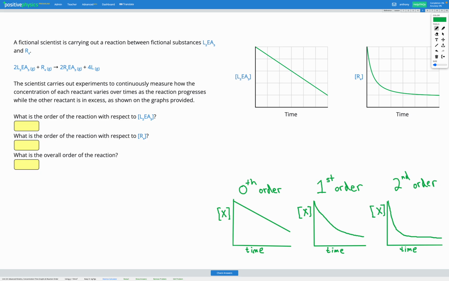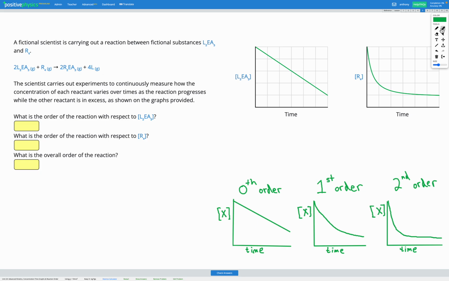So here again, you can see my slope starts out steep, which means I have a high rate of reaction, and then it ends up very shallow, showing I have a low rate of reaction. So as my concentration decreases, my rate of reaction decreases a lot. That's because we're 2nd order. So those are the 3 types we might see. So let's have a look at this question here.